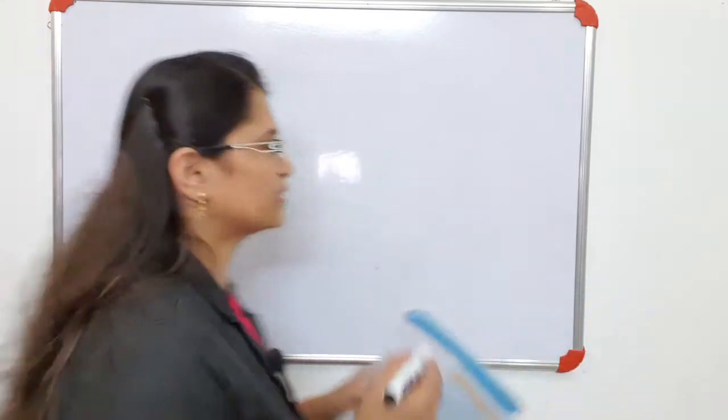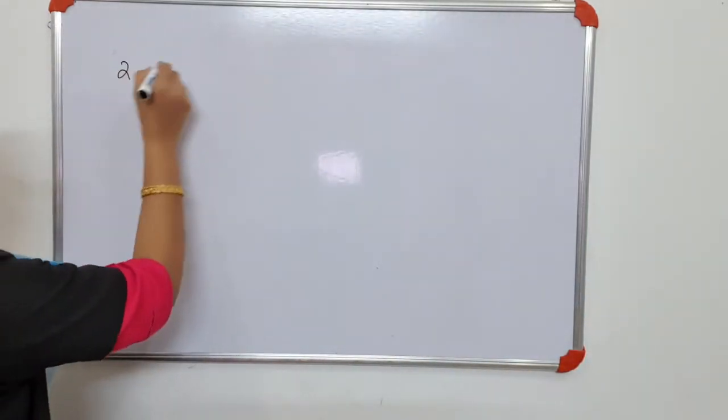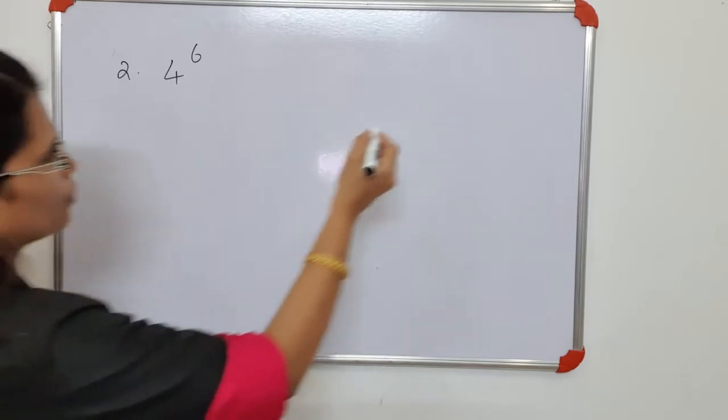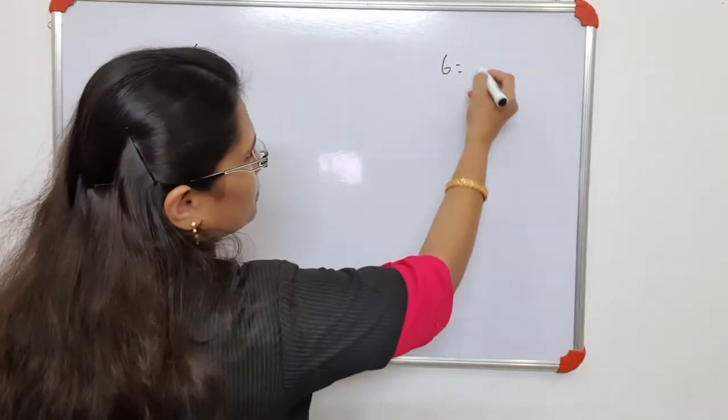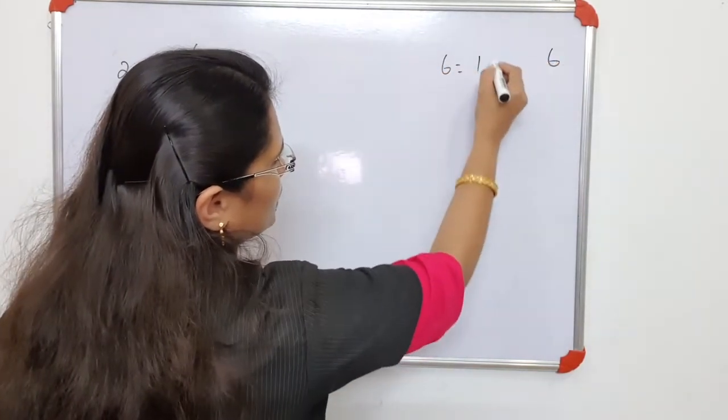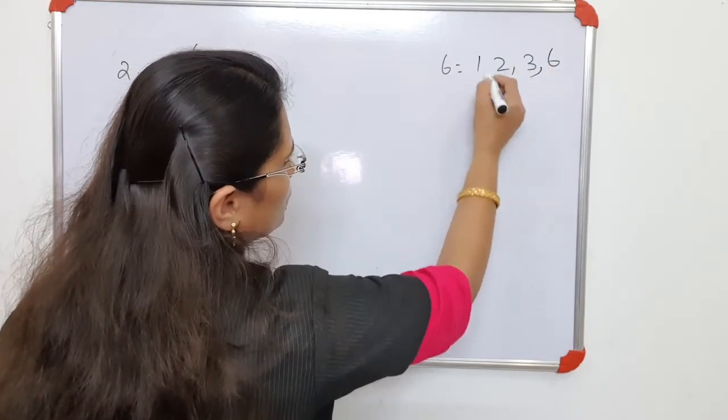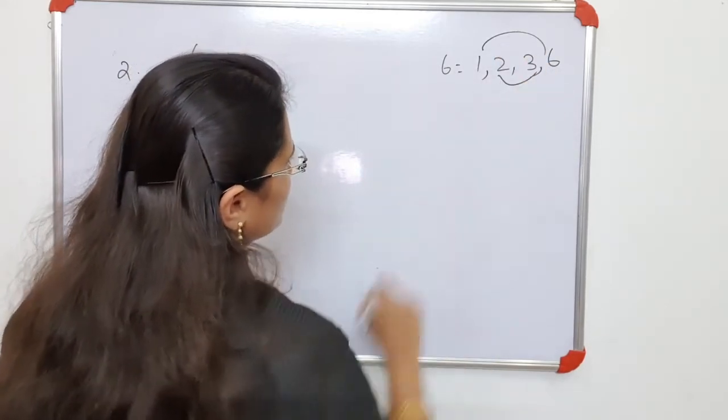Now children, second question, 4 raised to 6. What are the factors of 6? 1 into 6 equal to 6. 2 into 3 is equal to 6. 1 into 6 and 2 into 3. Right?